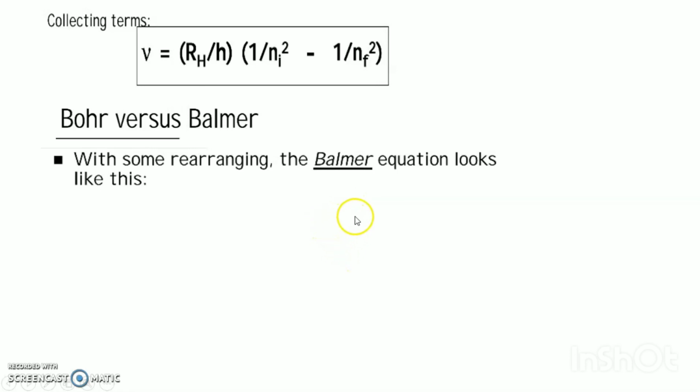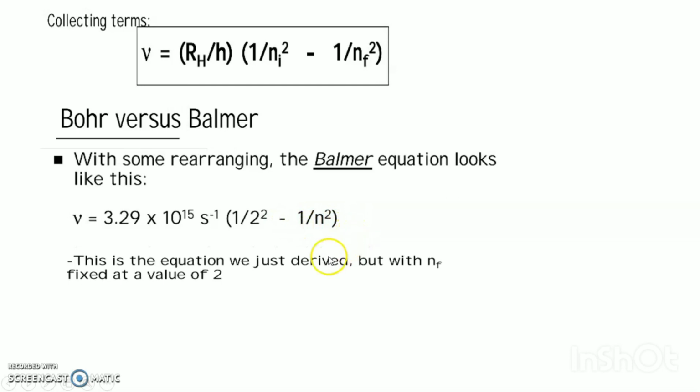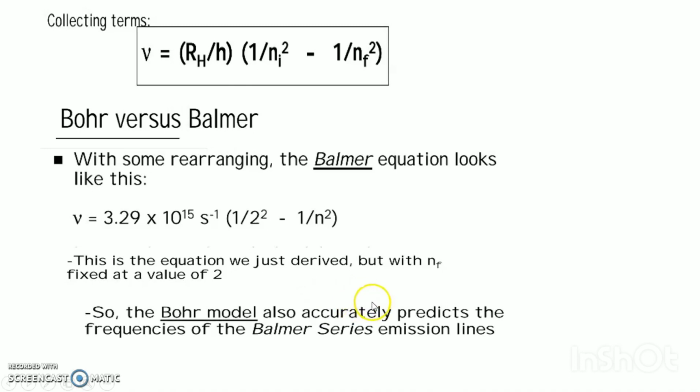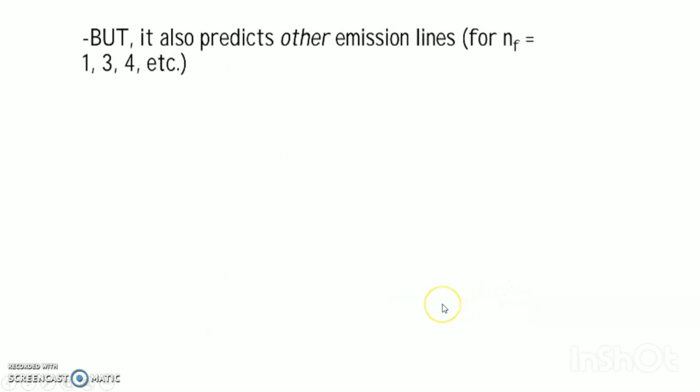Bohr versus Balmer. With some rearranging, the Balmer equation looks like this: 3.29 into 10 to the power 15 per second, times 1 by 2 squared minus 1 by n squared. This is the equation we just derived, but with nf fixed at a value of 2. So the Bohr model also accurately predicts the frequencies of the Balmer series emission lines, but it also predicts other emission lines for nf equal to 1, 3, 4, etc.